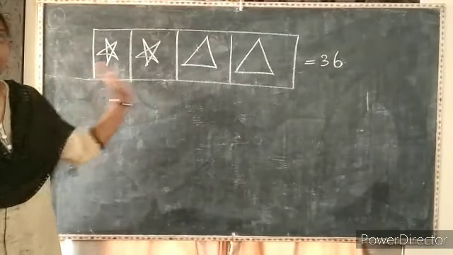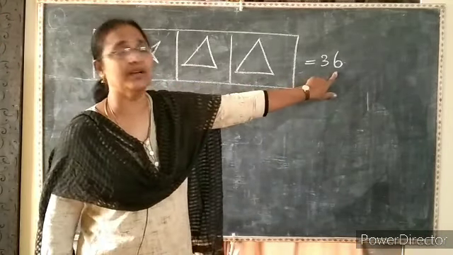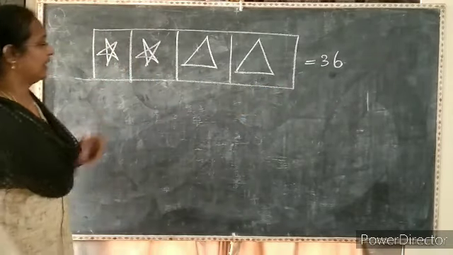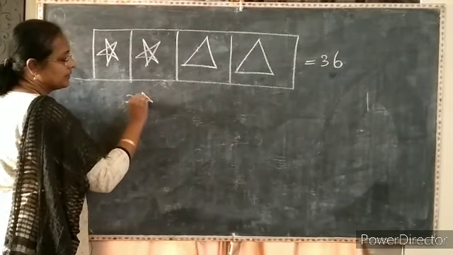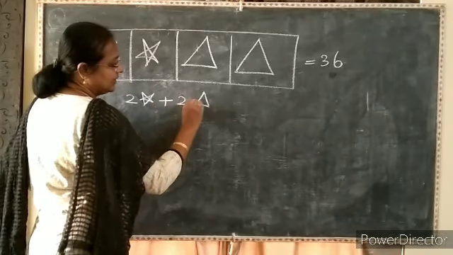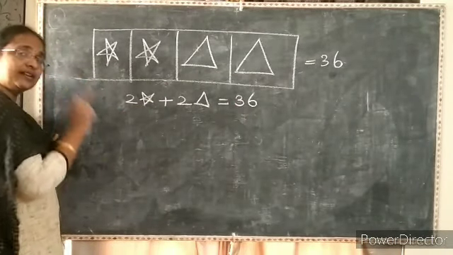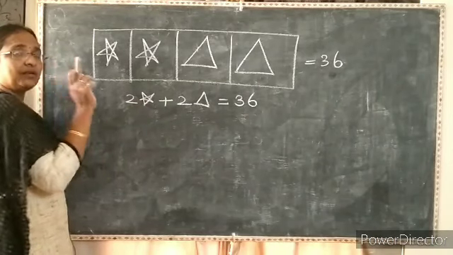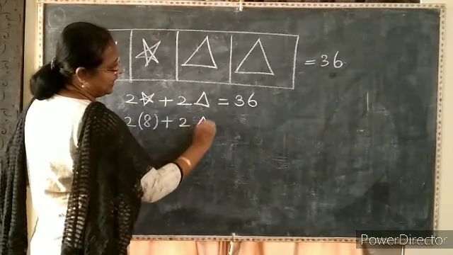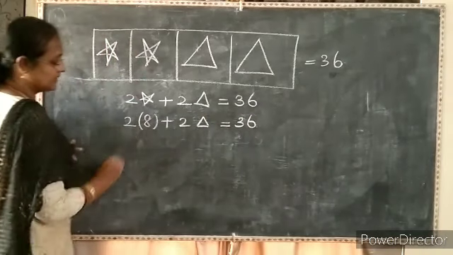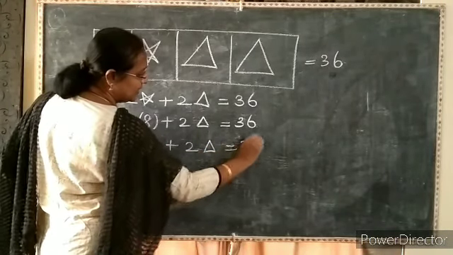Okay, dear students. Now look into the second row in your book. The second row is given to be 2 stars plus 2 triangles is equal to how much? 36. Yes or no? Okay. Now again we are going to write it as an expression. Now 2 stars plus 2 triangles is equal to how much? 36. Yes or no? Now I already found the value of the star. What is the value of each star? It is 8. So now again 2 into 8 plus 2 triangles is equal to how much? 36. Now again 2 eights are how much? 16.